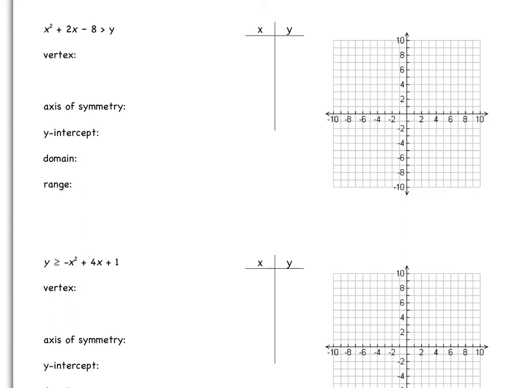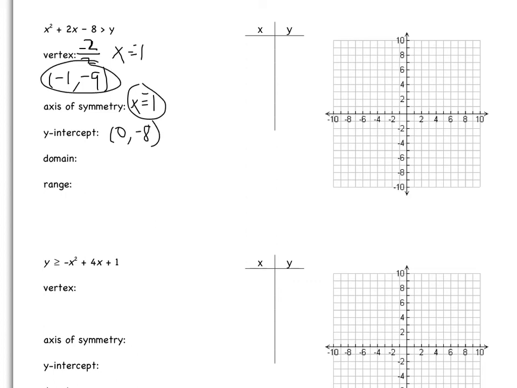Okay, so our vertex is negative b over 2a, so negative 2 over positive 2, so I have x equals negative 1. When I substitute in negative 1, I get negative 9. My axis of symmetry then is x equals negative 1, because it goes along with the vertex. My y-intercept should have been 0, negative 8. Domain and range we're skipping. I know I'm going quickly, but we should know how to do this by now. It's okay if you made a little mistake, but we should know how to do this.